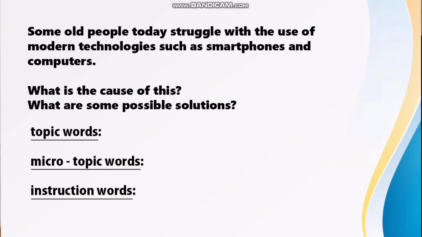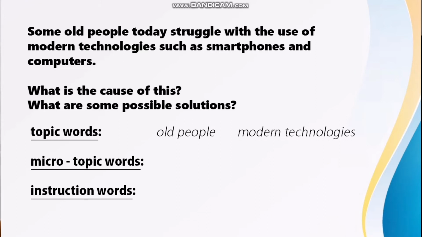This task is taken from howtodoielts.com. Some old people today struggle with the use of modern technologies such as smartphones and computers. What is the cause of this? And what are some possible solutions? So if we are going to base this, our topic words will be old people and modern technologies.